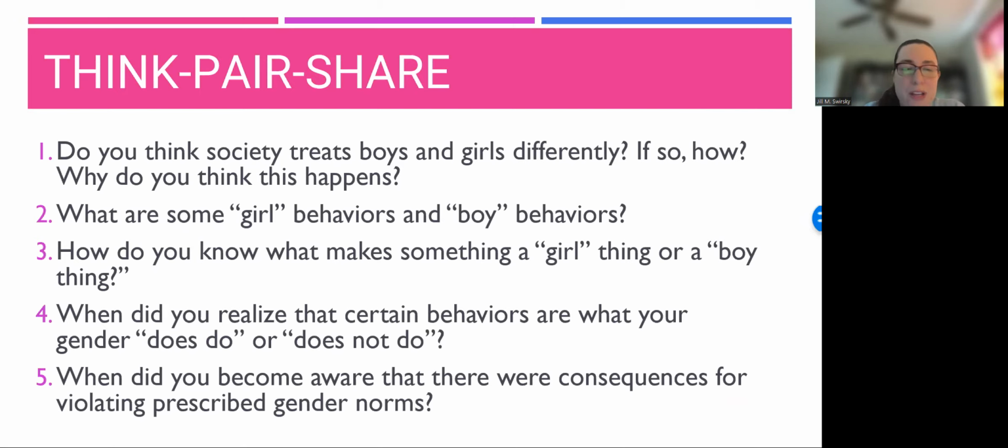Okay. Do you think society treats boys and girls differently? What are girl behaviors and boy behaviors? How do you know what makes something a girl thing or a boy thing? And so I'll ask you to think about these, and hey, you never know, they might end up being the discussion question for this week.